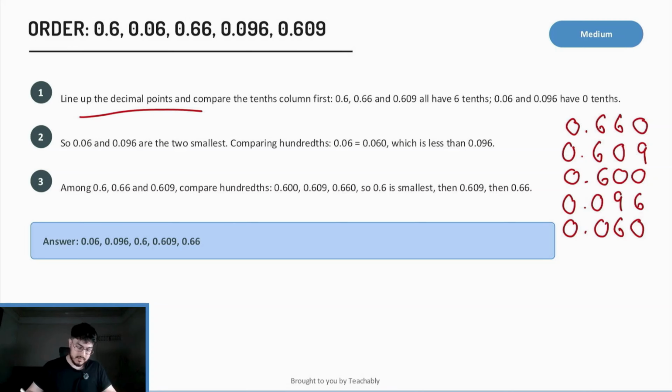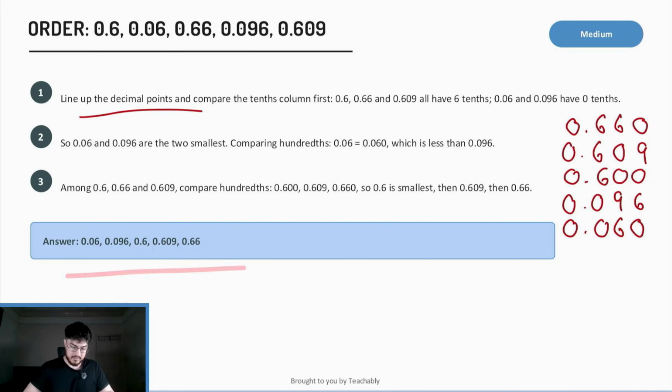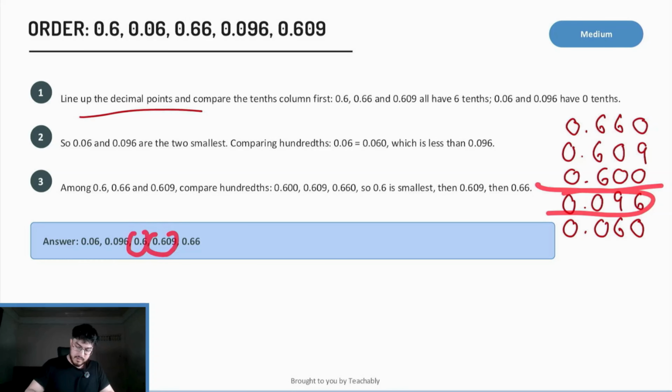in which we do this is going to be, does it say smallest? Well, it doesn't say smallest to largest or largest to smallest, so I'm just going to assume this is saying smallest to largest because that's what the answers are saying. And so the smallest is 0.06, which we got here, then 0.096, which is here, then 0.6, which is here, then 0.609, which is here, and then 0.66, which is here.